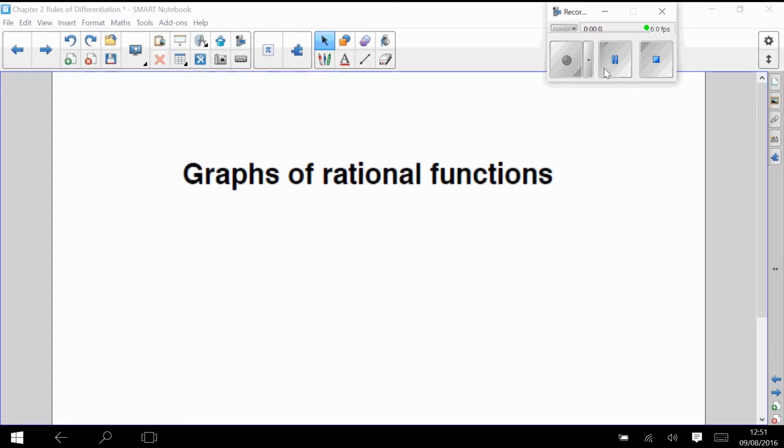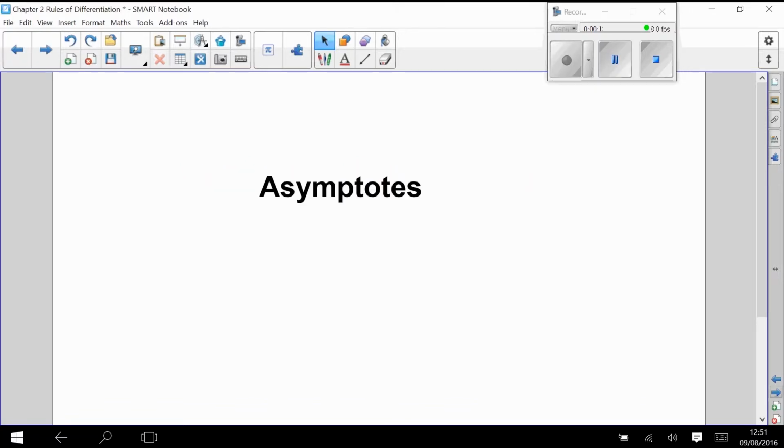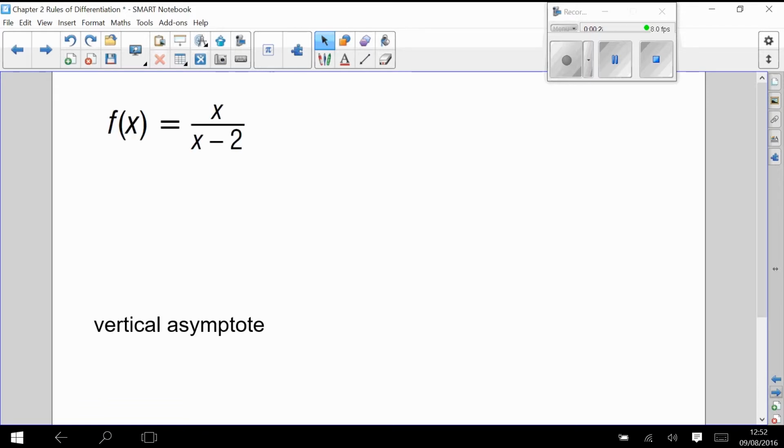In this section of unit number 6, we're going to be taking a look at drawing sketches of rational functions. Now, in order to be able to do this, we must understand asymptotes. We're going to be exploring 3 types of asymptotes: the vertical asymptote, the horizontal asymptote, and then I have a new asymptote that I'm going to show you, which is going to be the oblique asymptote. First of all, taking a look at the vertical asymptote.